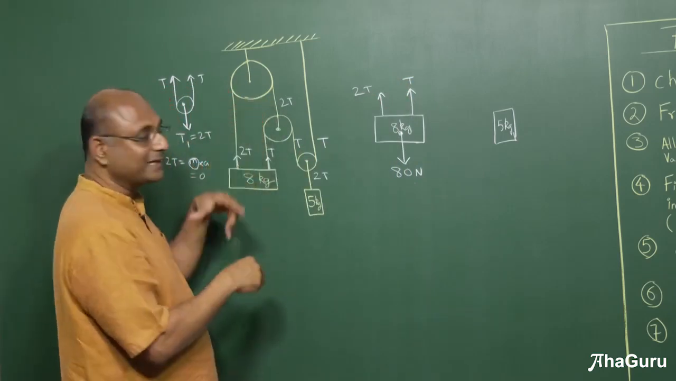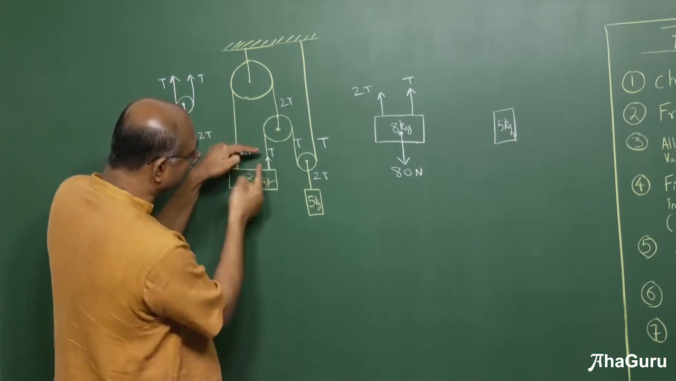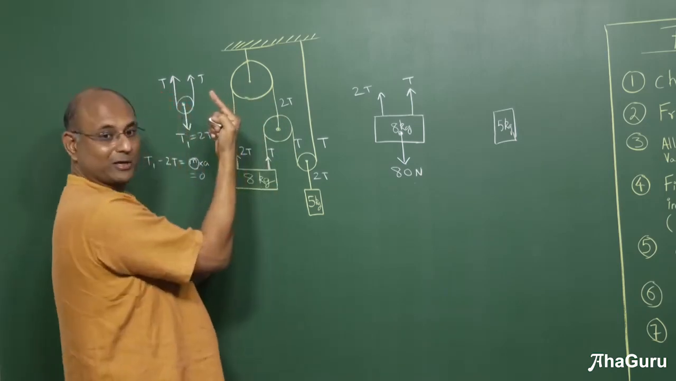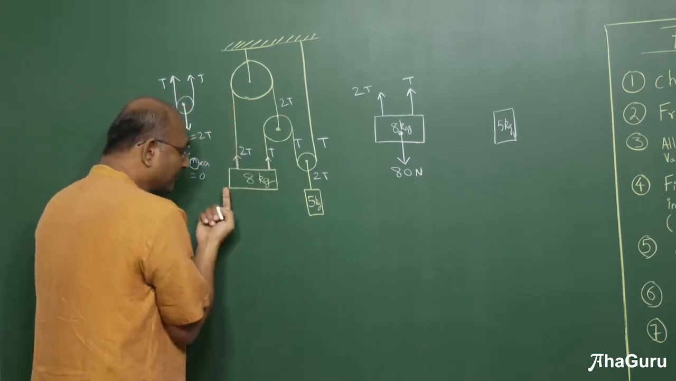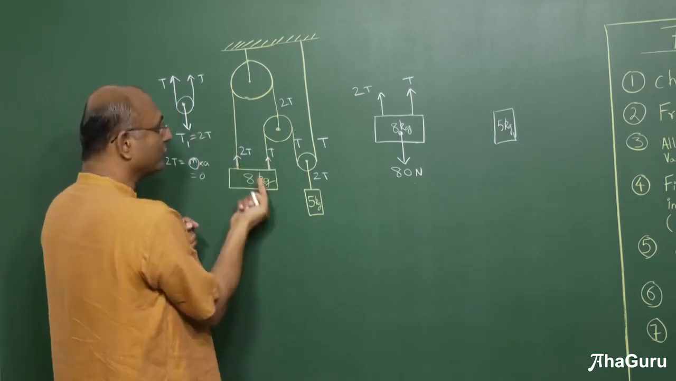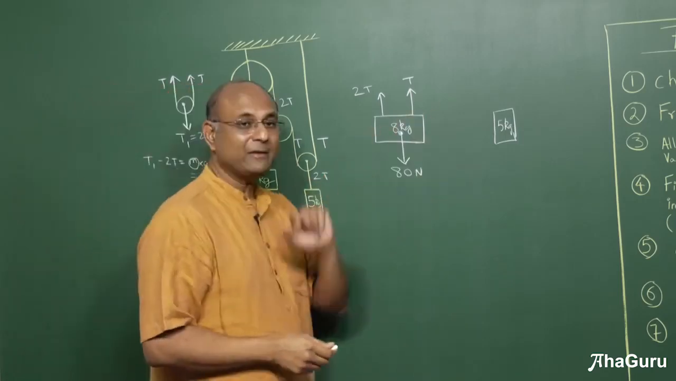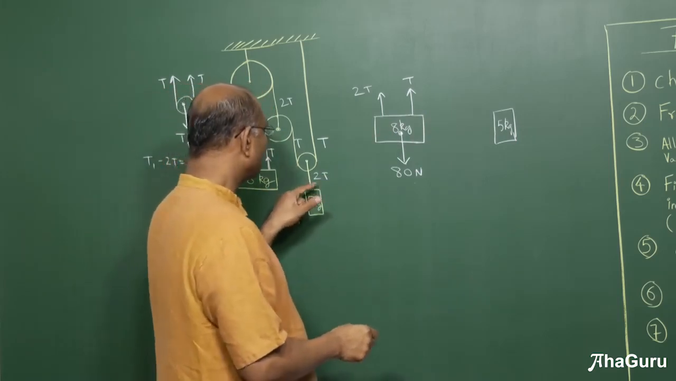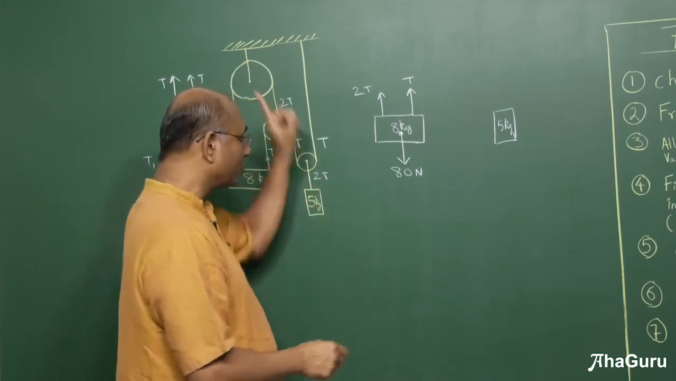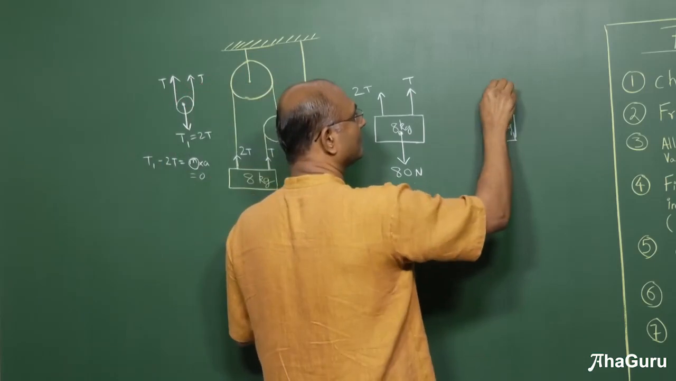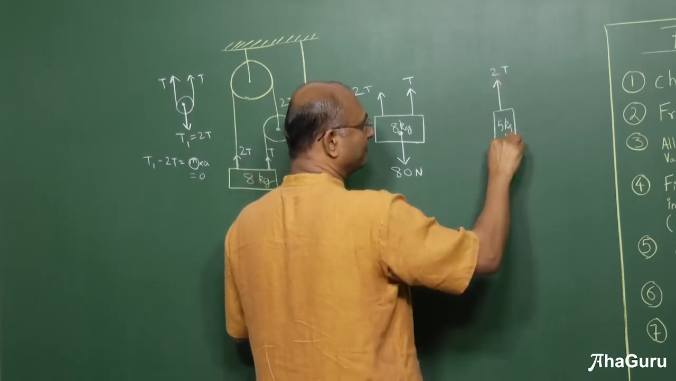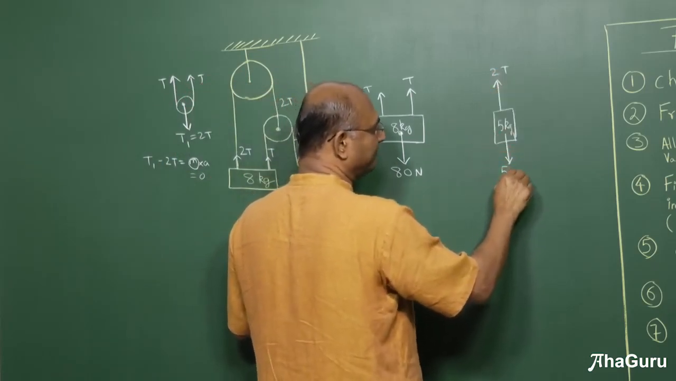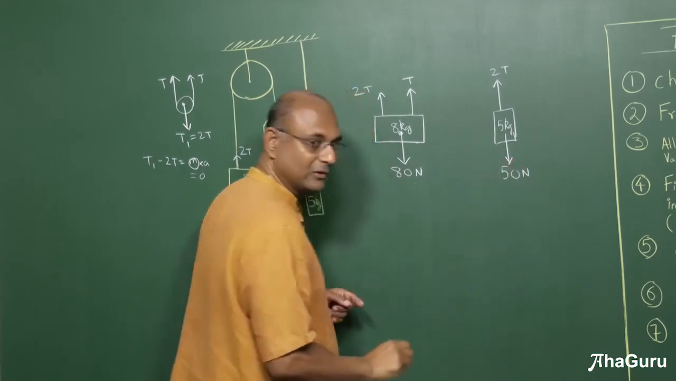So you can't ask what is the direction of tension, but you can ask what is the direction of tension force on the 8 kg block. What is the direction of this tension force on the 8 kg block? So this is 2T and that is T. Similarly, for the 5 kg block, there is a force of 2T acting upwards, and there is a force of mg, which is 50 newtons, acting downwards.